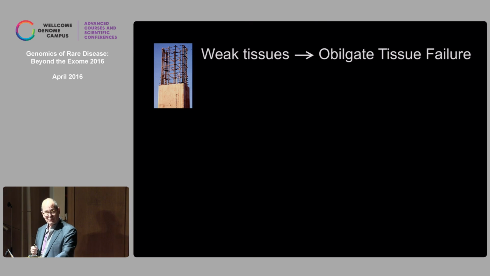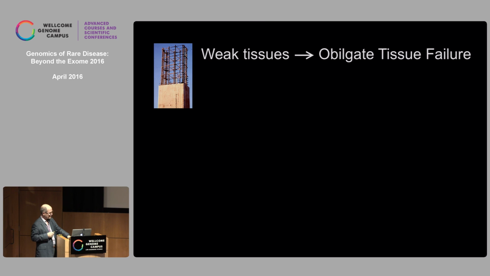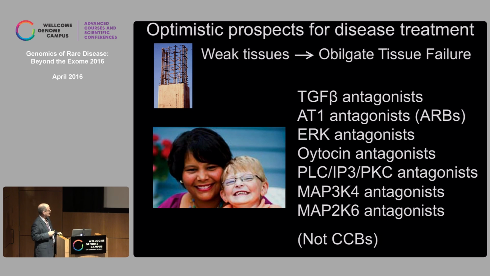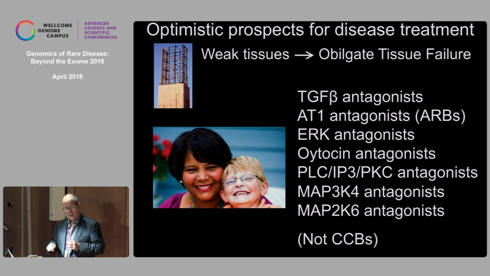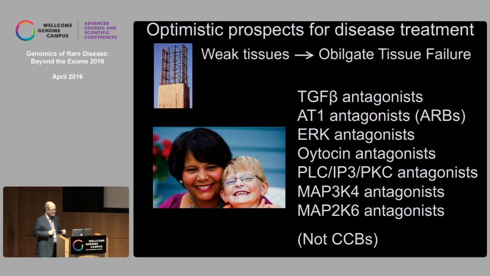So as recently as 10 years ago, we had this weak tissues hypothesis that was highly pessimistic. We think that the prospects for disease treatment are now substantial, with many different therapeutic targets that are being pursued. Perhaps of equal importance, we've learned about things that perhaps are best avoided in Marfan syndrome.